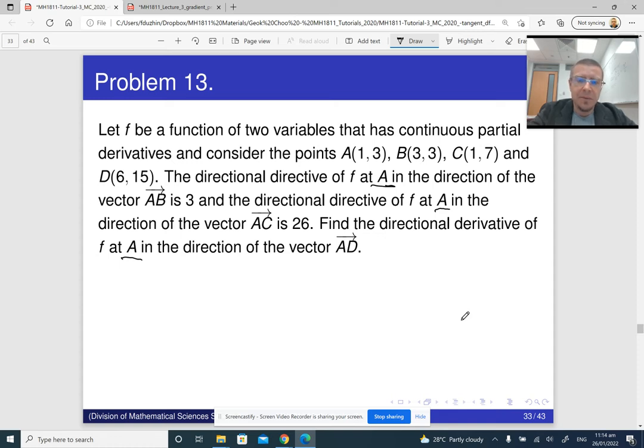Or let me just explain how you can do it if you don't know how to plot it. The vector AB is (3, 3) minus (1, 3), which is (2, 0), right? And it means that AB is just parallel to the x-axis, and by definition, the directional derivative in the direction parallel to one of the axes is just the partial derivative. So what it tells us is that this number 3 is just the partial derivative of f with respect to x at the point a.